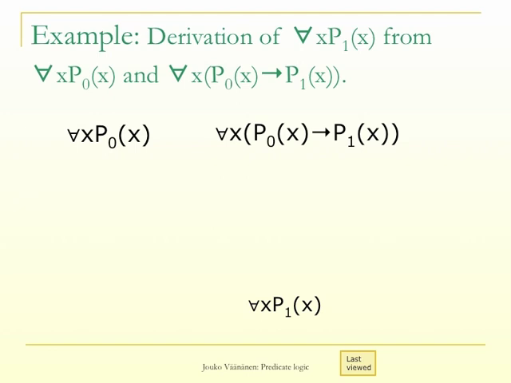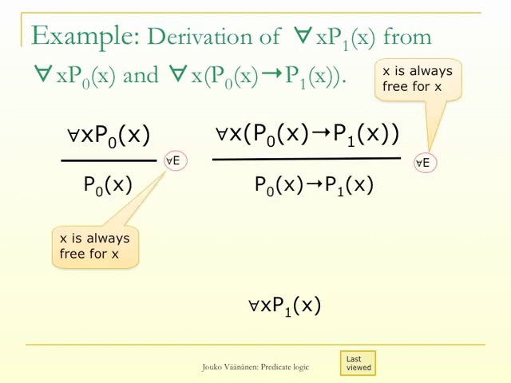This derivation is of the type: we know that everything is in p0, and we know that whatever is in p0 is in p1, and we try to show that everything is in p1. So we take a completely arbitrary x and we eliminate the universal quantifiers ∀x by substituting x. x is always free for x, so it is fine. And we get p0 x, and on the other hand we get p0 x implies p1 x. By implication elimination we get p1 x.